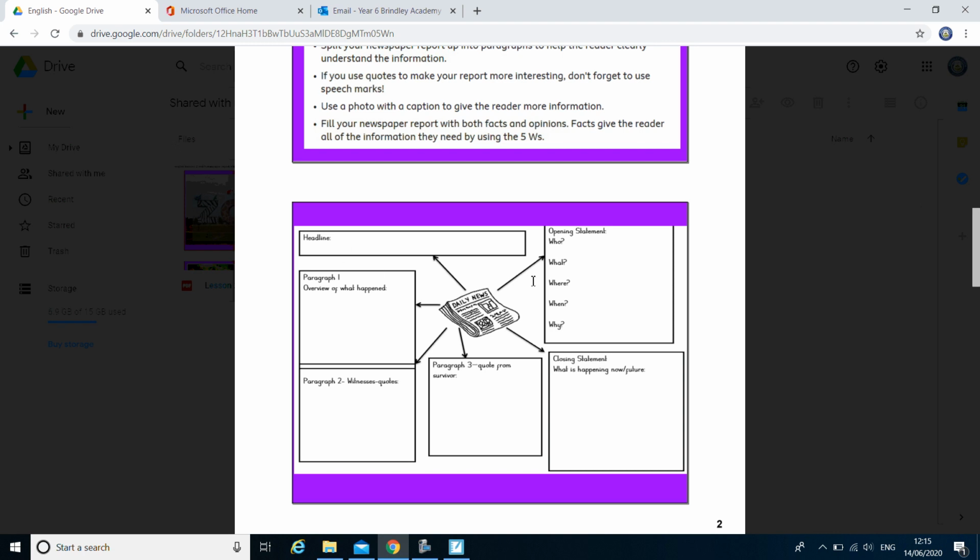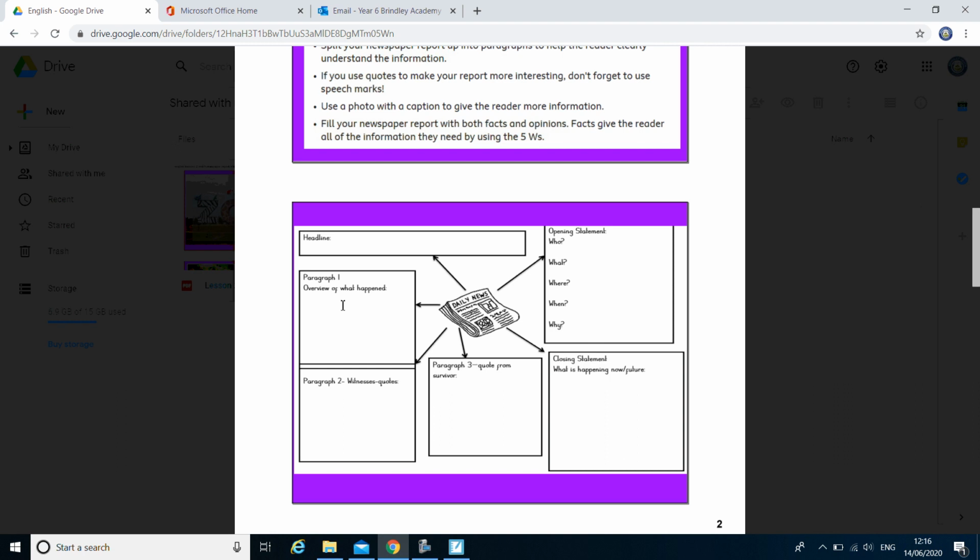Then in your opening statement, we want to give the reader a little bit of information, but not too much. So who is this happening to? Well, in this one, it's the animals at Chester Zoo. What is happening? Well, the zoo is struggling for money, so it's going to struggle to feed the animals. Where is it happening? It's happening at Chester Zoo. When is it happening? Now. And why? Well, it's happening because of the coronavirus outbreak.